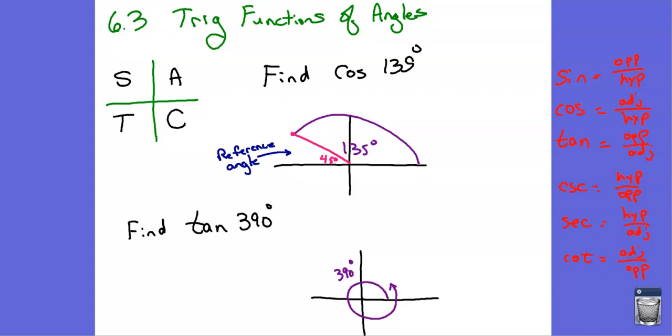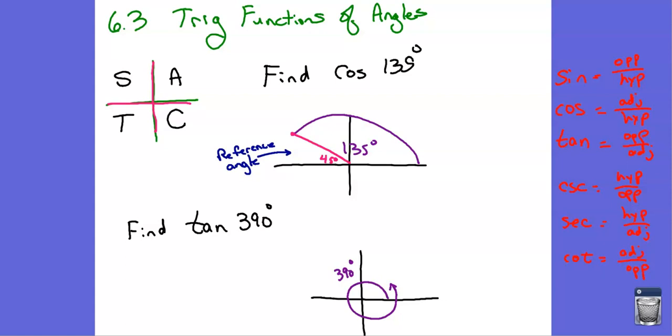This is 6.3 trig functions, specifically with angles. Now, one thing I want to remind you about is this little grid here. This lets you know which trig functions are positive in which quadrant. So all of them are positive in the first quadrant. Sine is positive in the second, tangent in the third, and cosine in the fourth. So the first question says find cosine of 135.